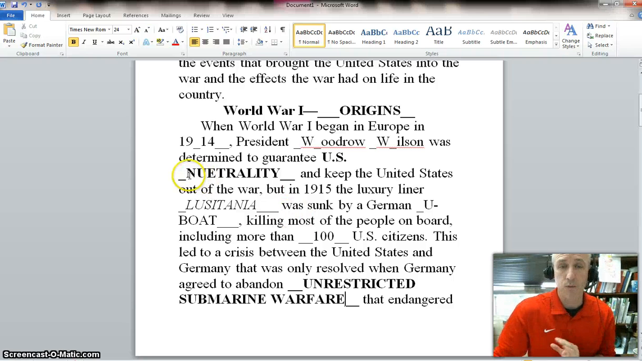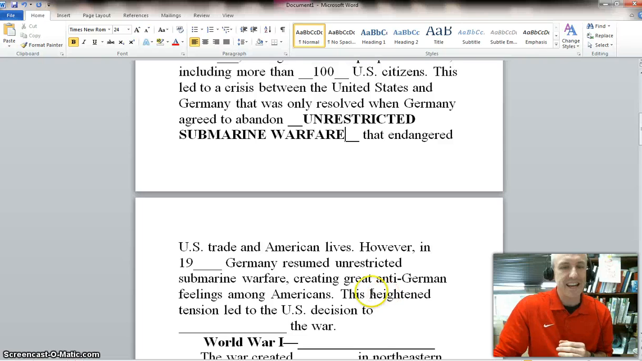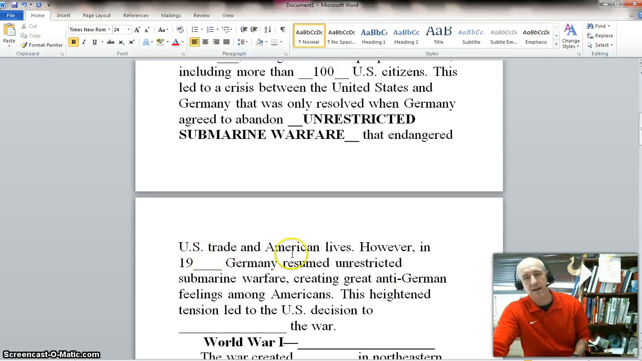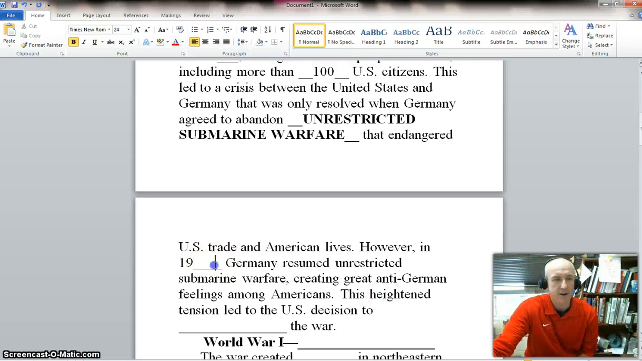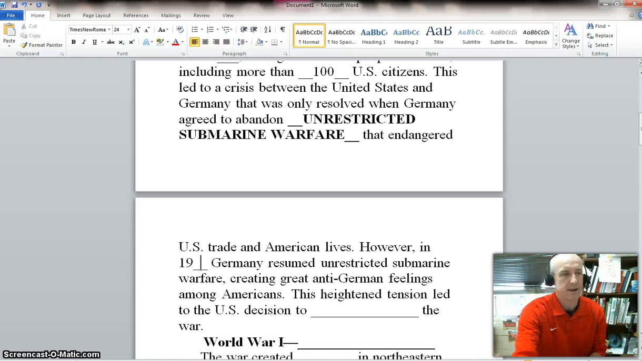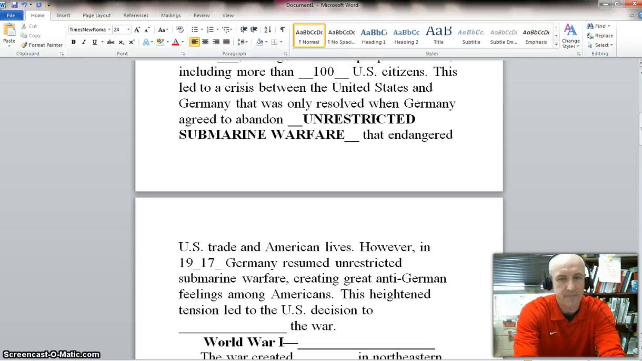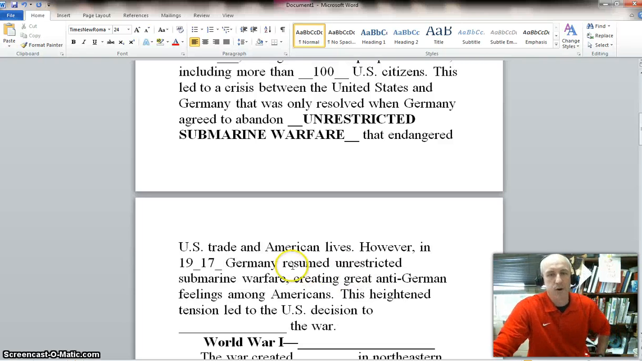So our policy is neutrality. We're not going to be on anybody's side. Germany's policy is unrestricted submarine warfare, and that's going to endanger U.S. trade and American lives. However, this is what happens. In 1917, Germany will resume unrestricted submarine warfare.